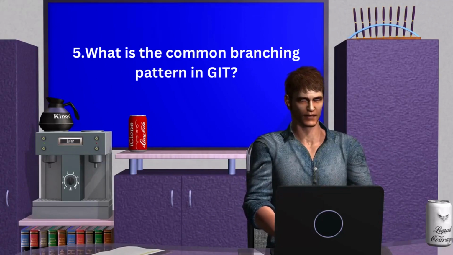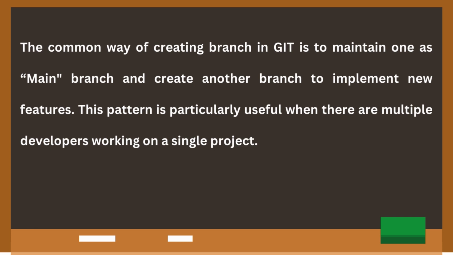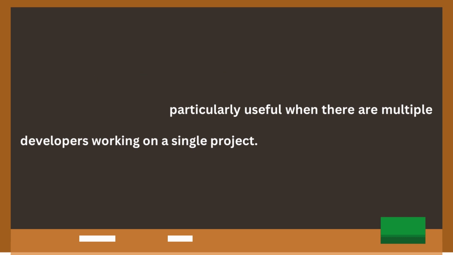5. What is the common branching pattern in Git? The common way of creating branches in Git is to maintain one as the main branch and create another branch to implement new features. This pattern is particularly useful when there are multiple developers working on a single project.